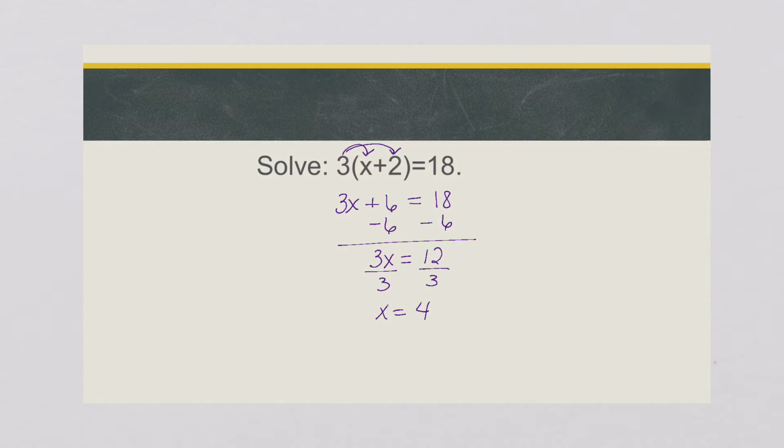Check your work. 3 parentheses 4 plus 2. Is that equal to 18? According to order of operations, I need to add those together first. So 3 times 6. 3 times 6 is 18. That is correct.